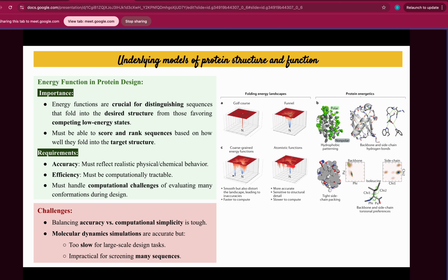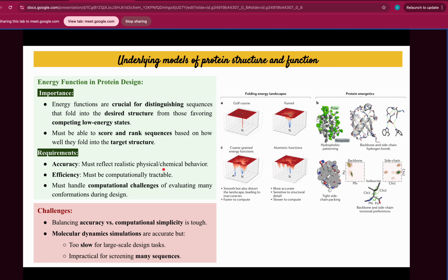And these are the energy landscapes. So in some cases what can happen is that your protein might get trapped in the local minima, or a slightly higher energy state, which is not the native energy state. So we need to make sure that the protein which we are obtaining after the engineering should be in the native state or should be stable enough. So for that we need to perform these energy function calculations, and the requirement is that the energy function which we are using must be accurate, and must reflect realistic physical and chemical behaviors.